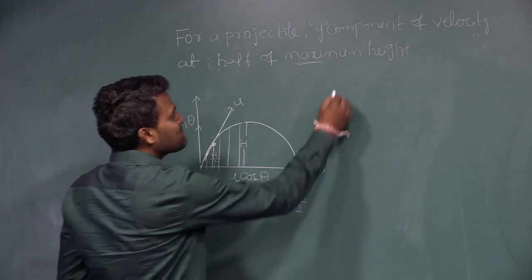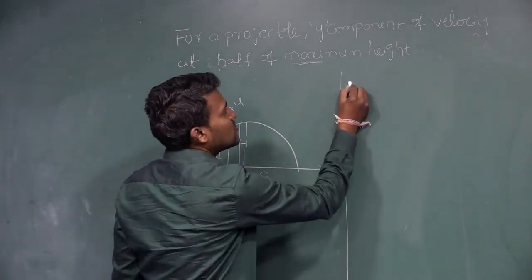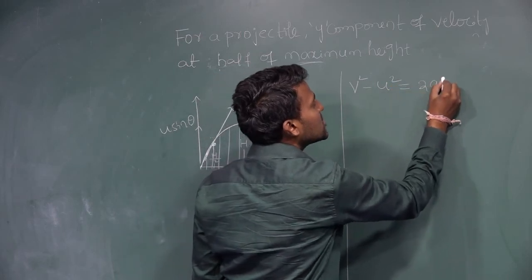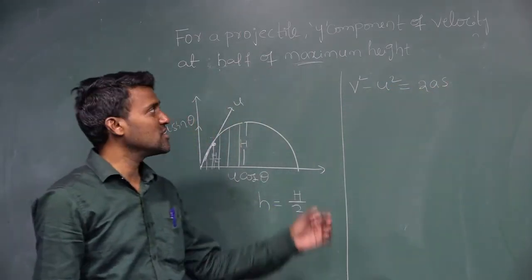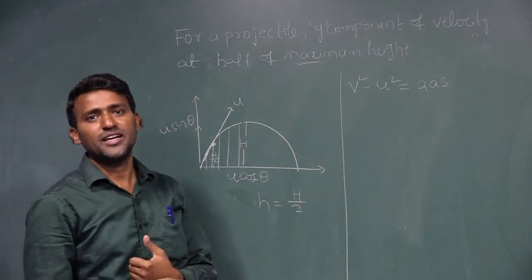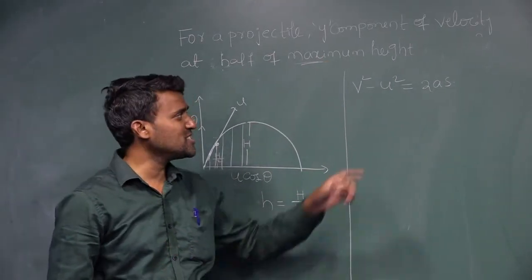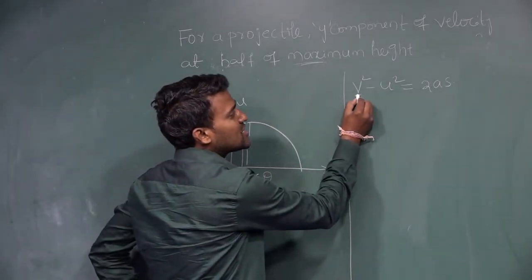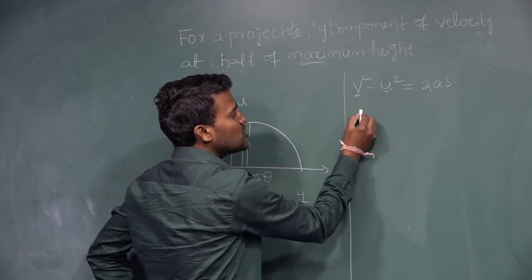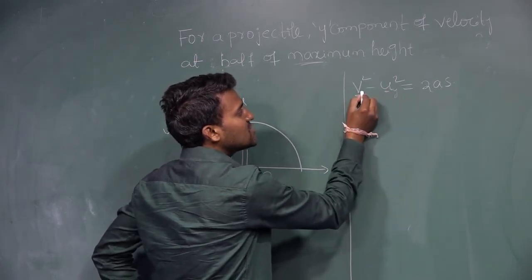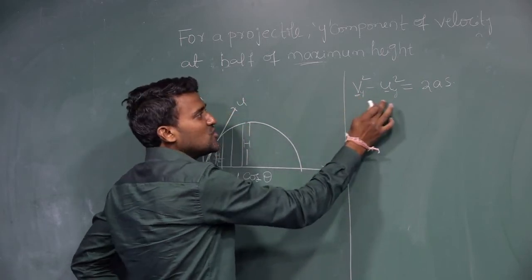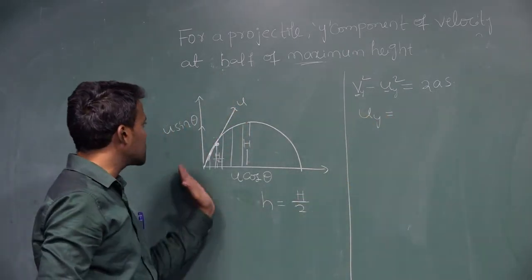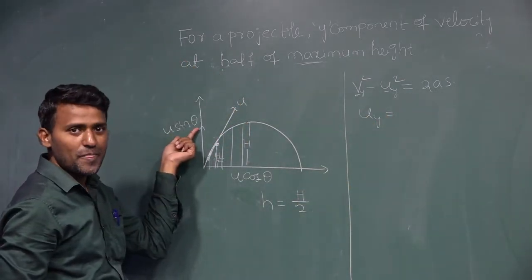Okay, fine. I am writing the third equation of motion: v square minus u square is equal to 2as. To find the velocity at half of the maximum height, I am using the third equation of motion. Here v is the final velocity and u is the initial velocity. So u is uy and v is vy, the final velocity. What is the initial velocity? With what velocity is the object projected? u sin theta.